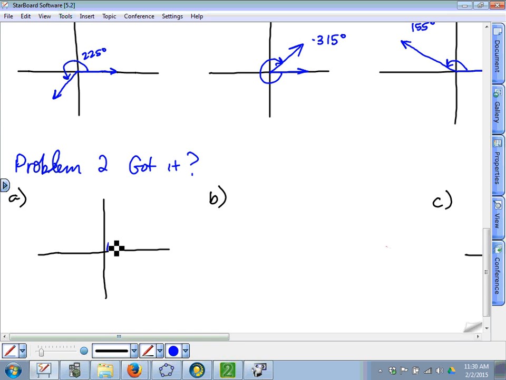Yep, 85 degrees. Cool. What do you guys think? Positive 85 degrees, and she went counterclockwise, and it should be pretty close to 90 degrees, right? All right, I'll take that.